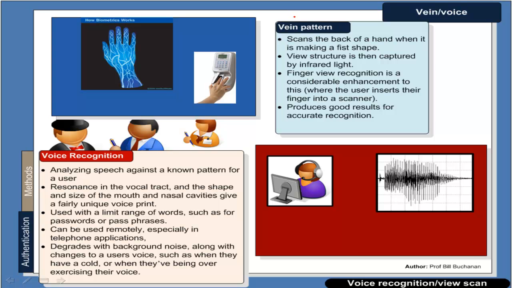Vein pattern recognition is one that is taking off in a great deal, and it typically involves shining a light on a finger in a scanner and then analysing the vein pattern inside the scanner.